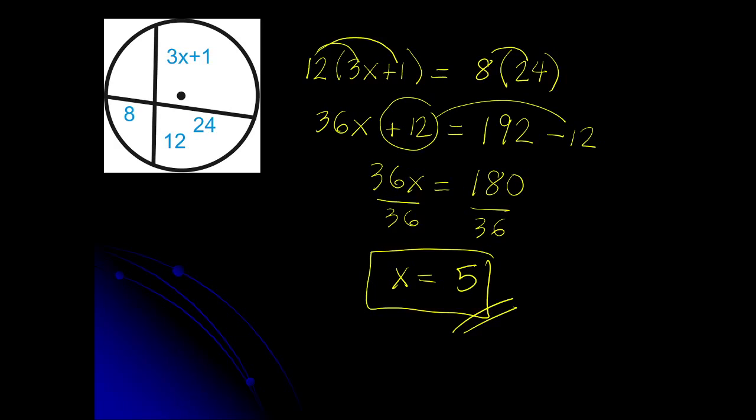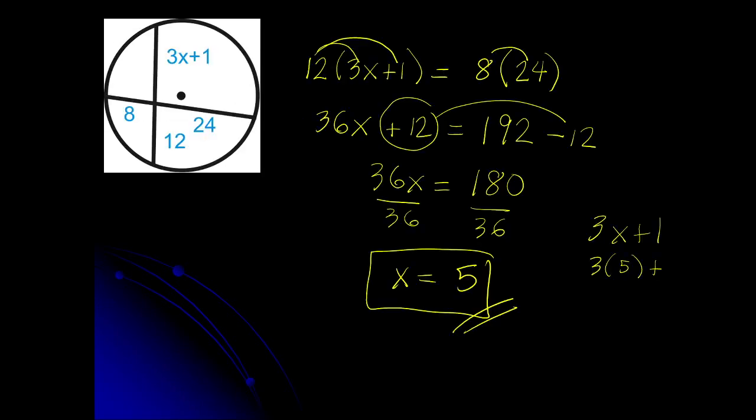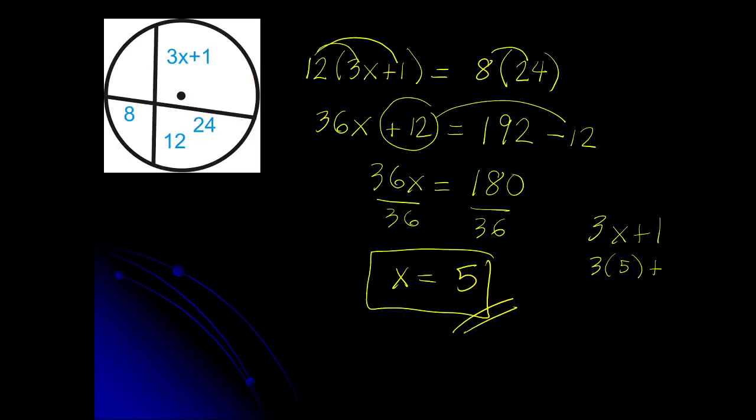So if I ask, how long is this side here? This 3x plus 1. So, we substitute: 3 times 5 plus 1. Plus 1. Okay. So this is 15 plus 1. That will give you 16. Okay? Let's have another one.